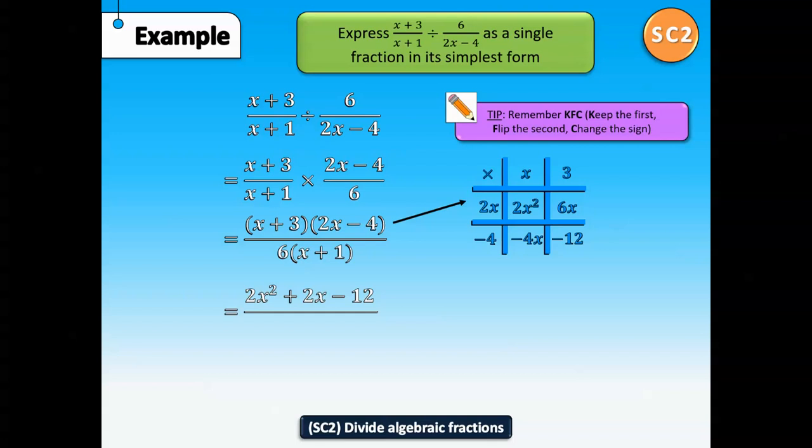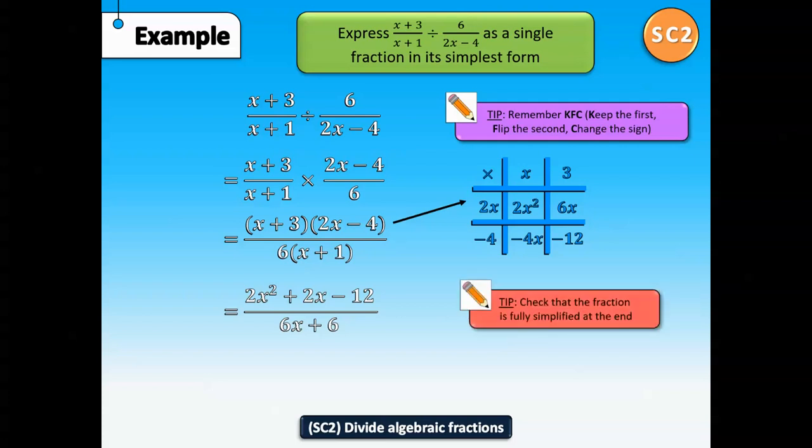And then we multiply 6 by (x plus 1), which is 6x plus 6. I can simplify this by dividing all the numbers by 2. My final answer is (x squared plus x minus 6) over (3x plus 3).